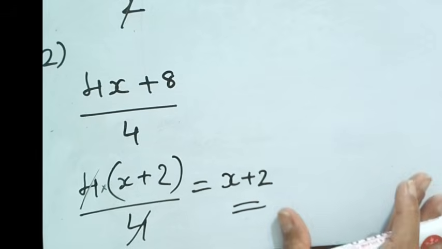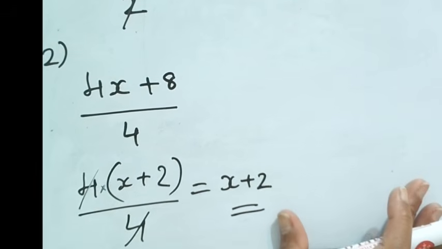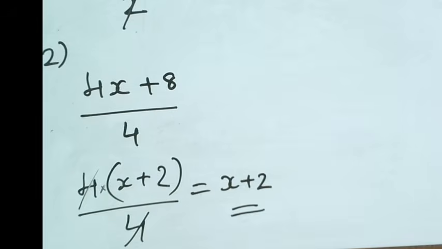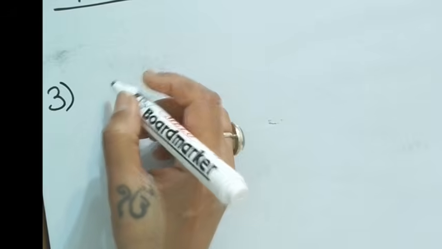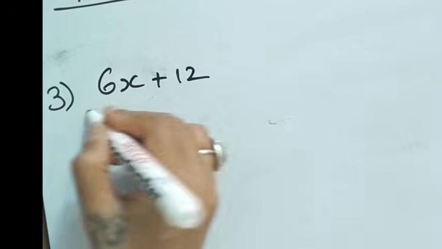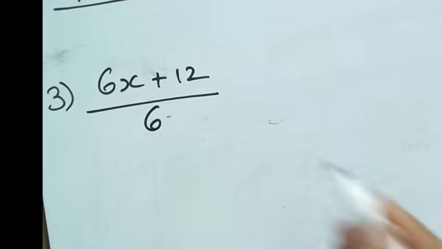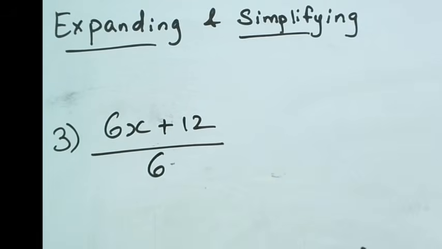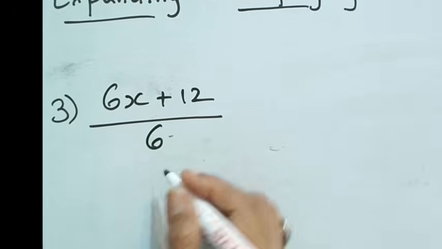I'm giving you 2 minutes for process. Have a look, try to understand. Have a go yourself with this question. 6x plus 12 divide by 6, and they're asking you simplifying fraction. So you have to simplify.